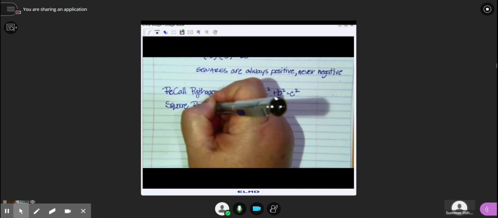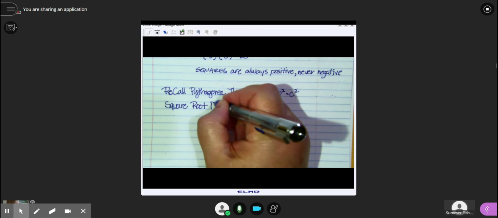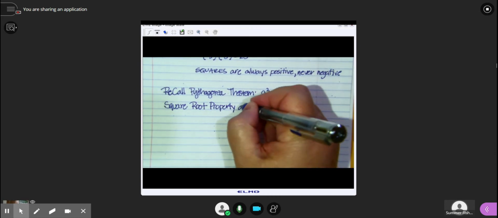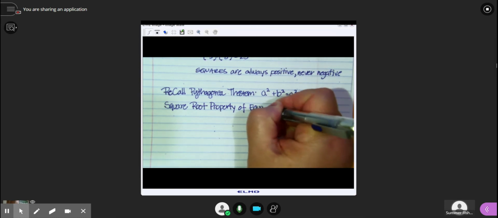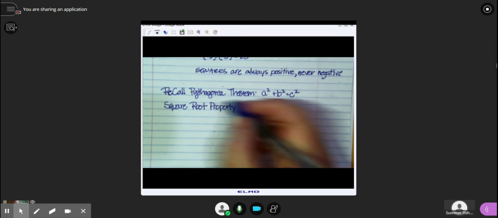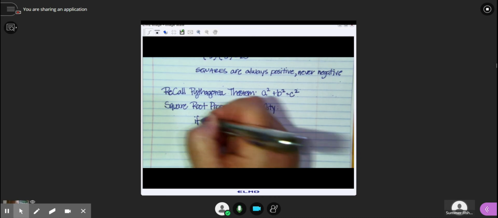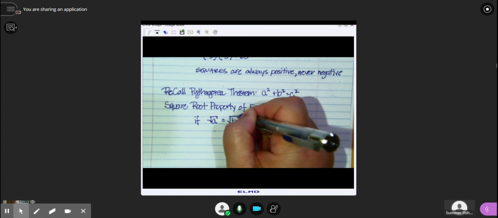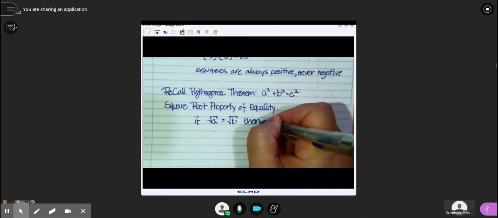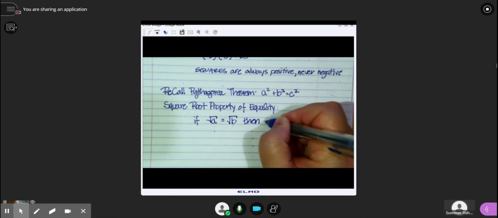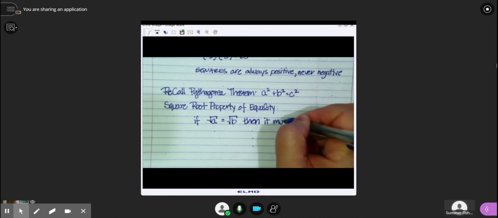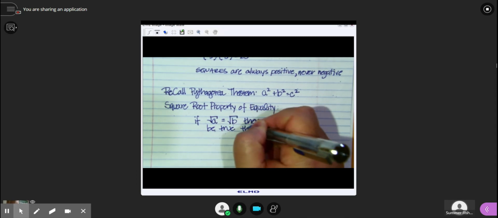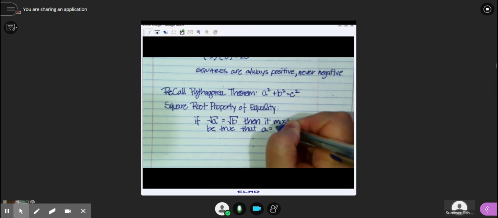The other one is the square root property of equality. I'm going to call this a common sense piece. And this says if the square root of A is the same as the square root of B, then it must be true that A is the same as B.